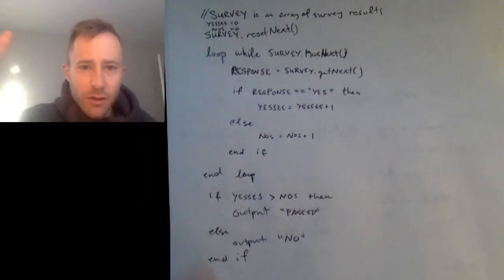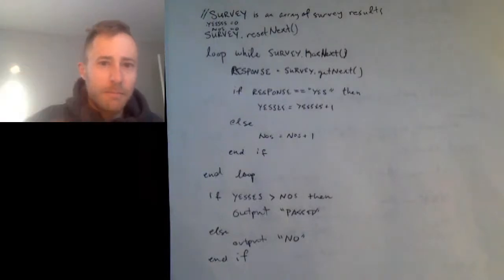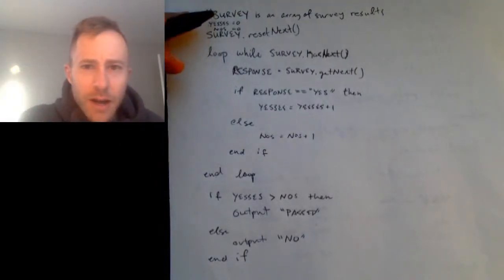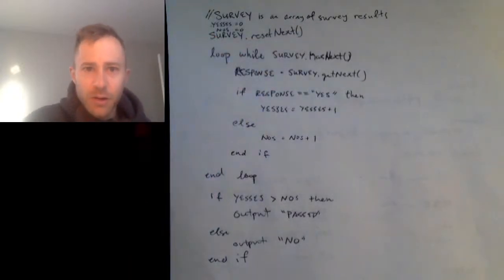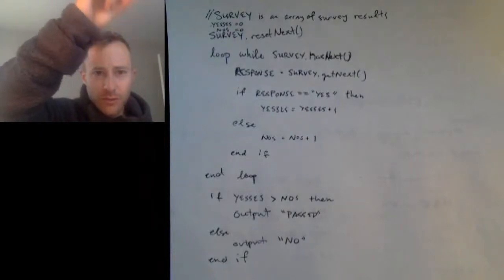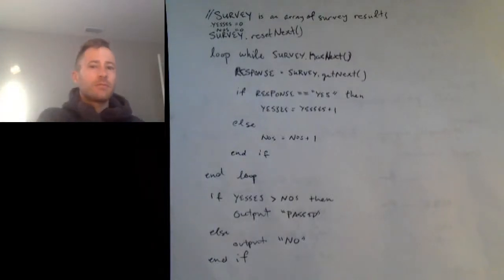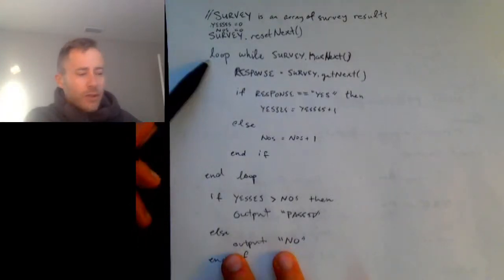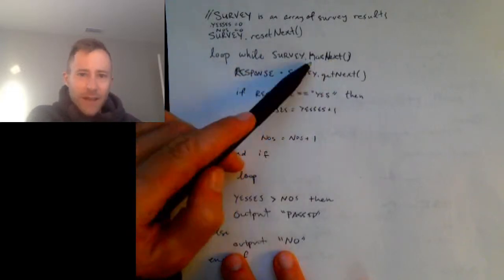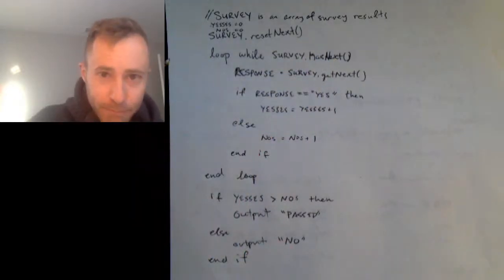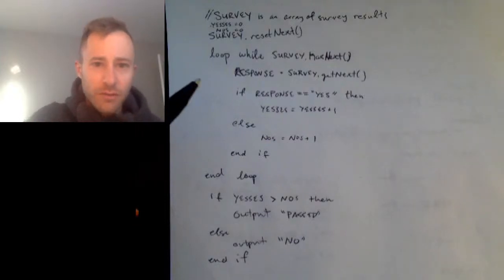Because I haven't started looking at the survey results yet, I'm going to set them both to 0. Then I have survey.resetNext. If you recall, resetNext makes sure you start at the beginning of the array. Now I loop while survey.hasNext. hasNext returns a Boolean that is true if there are more elements in the array, and false otherwise.